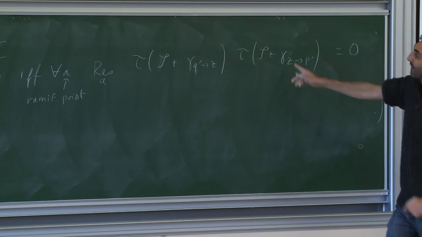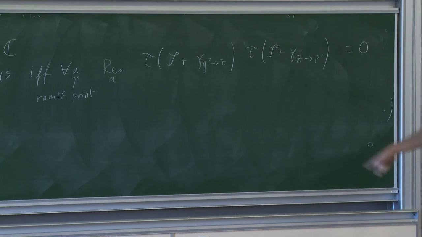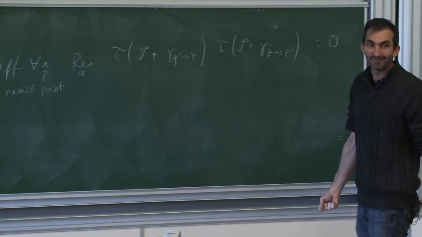It's an honest function of the series. If you take Z, then it's not an honest function because it depends on the homology path going from Q prime to Z, and it does not depend separately on the points Z and Q prime. It depends on the homology path. It means for every Q prime, P prime. Yes, for every Q prime, P prime.